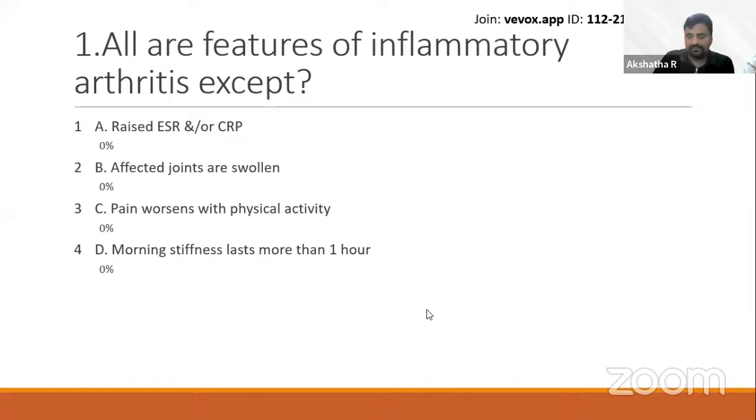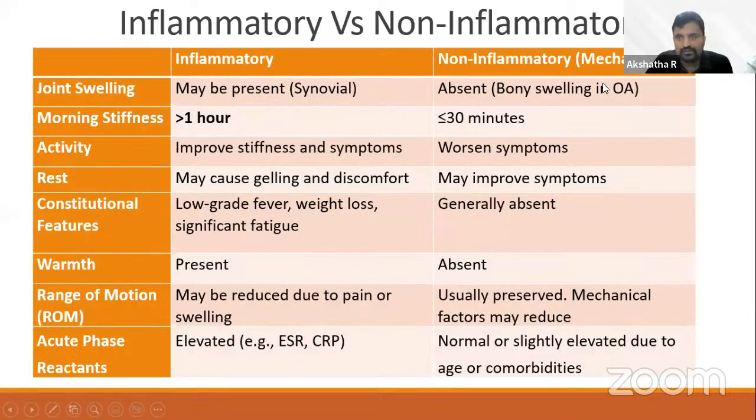So if we look at the difference between inflammatory and non-inflammatory arthritis, basically the swelling is more common in inflammatory arthritis and it is usually absent in non-inflammatory or mechanical arthritis. However, bony swelling can be present. And classically, morning stiffness lasts more than 1 hour. However, it is of a short duration, usually lasting less than 30 minutes in non-inflammatory arthritis.